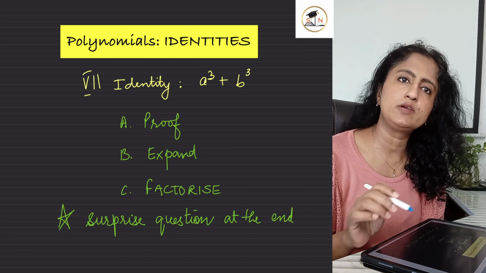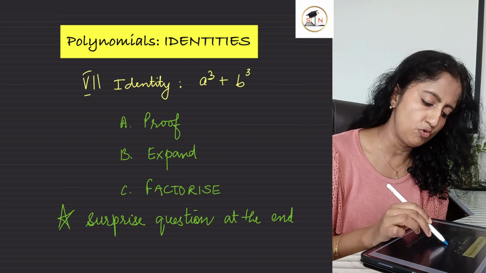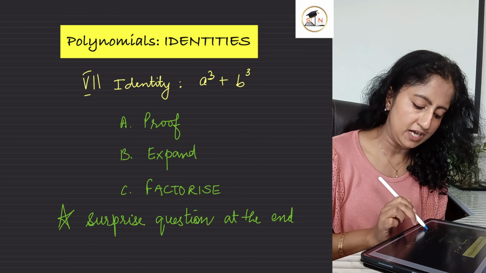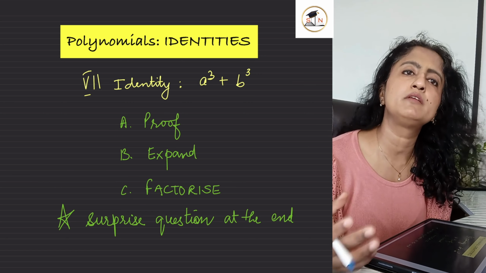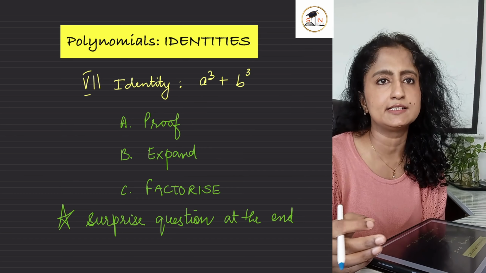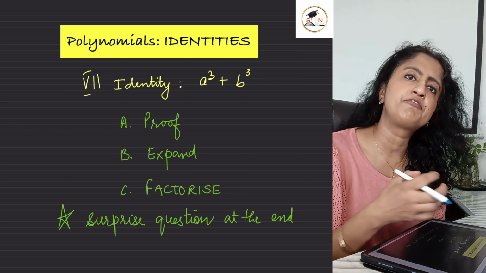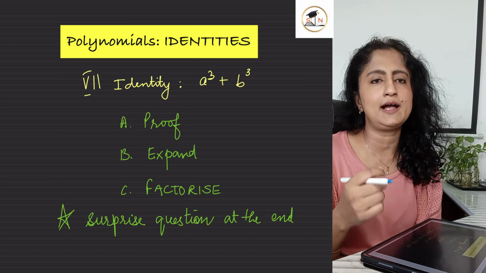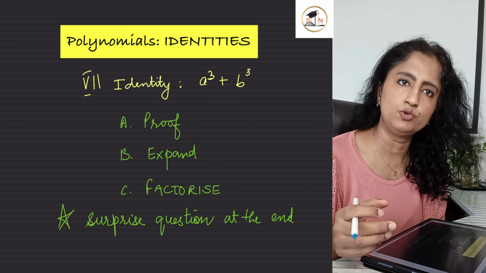The pattern for this video is also going to be the same as per the previous identity-based videos: proof, expand, factorize, and then at the end we again have some surprise questions. I have told you in the previous video also that as we keep moving on with the identities, we will have some questions which club different identities. That becomes really important. Those are actually the questions which have higher worth. So just observe how we do everything.